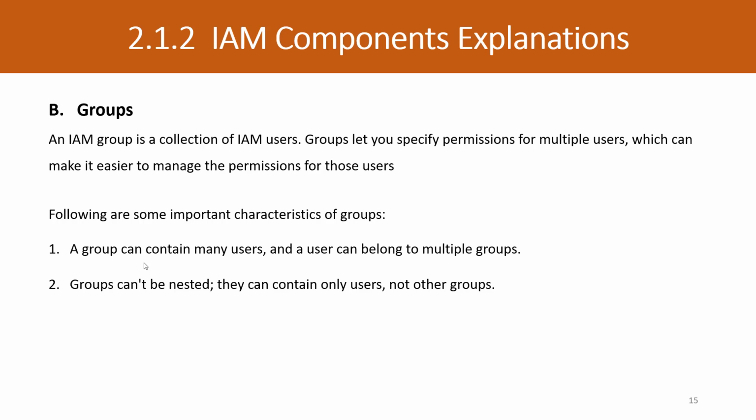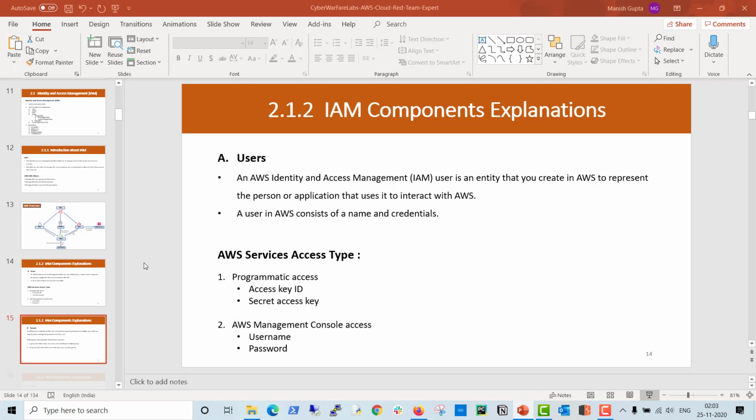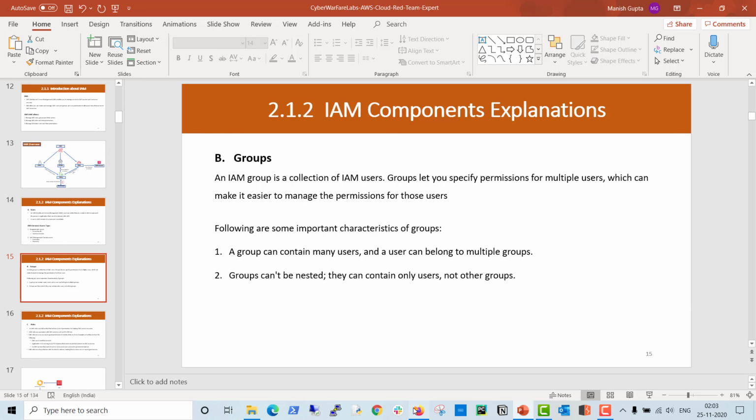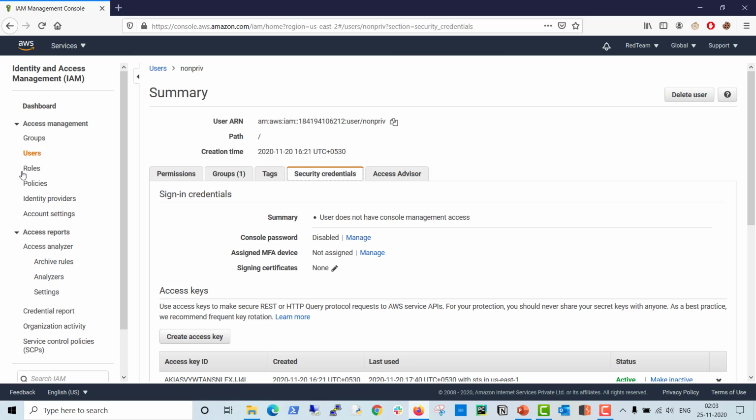Second thing, groups can't be nested. They can only contain users. So that means a group can only contain users but not other groups. So this is the restriction in AWS. Let's see how it looks in practice. So I'm going again to my AWS console. You can see here on the left-hand side we have the groups option.